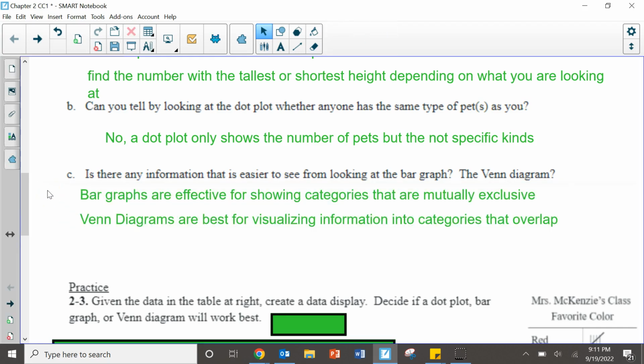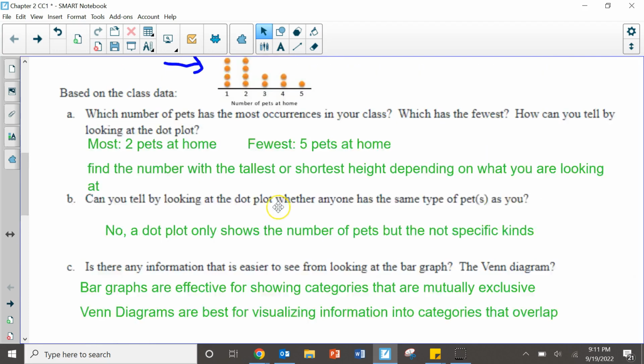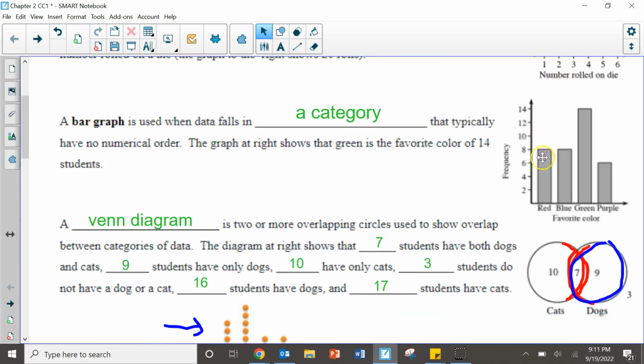So bar graphs are effective for showing categories that are mutually exclusive. What mutually exclusive means, and this is a math term that you're going to want to get kind of familiar with, is they cannot happen at the same time. So if we go back up to this bar graph, okay, favorite color, if my favorite color is red, my favorite color can't also be blue.